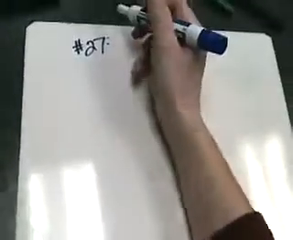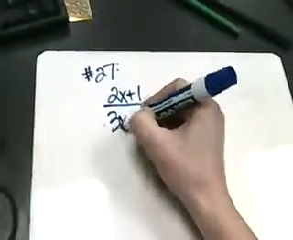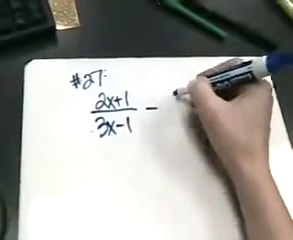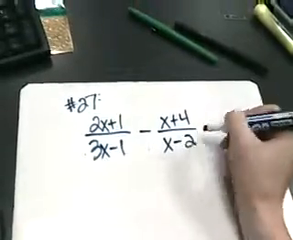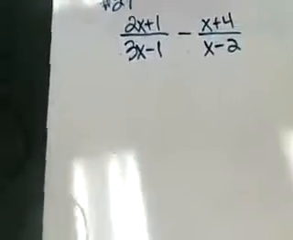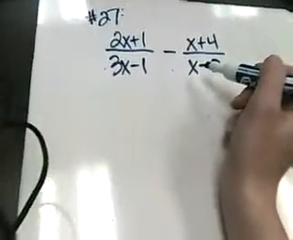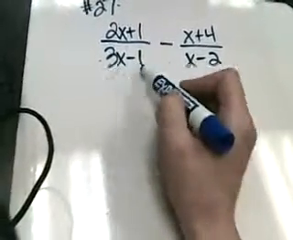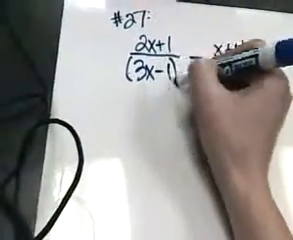Let's look at number 27. 27 gives me 2x plus 1 over 3x minus 1 minus x plus 4 over x minus 2. Obviously, I don't have the same denominators. Before I find a common denominator, I have to make sure they're factored. So 2 terms, can I take anything out? No. Is it a difference of squares? No. That's a set.